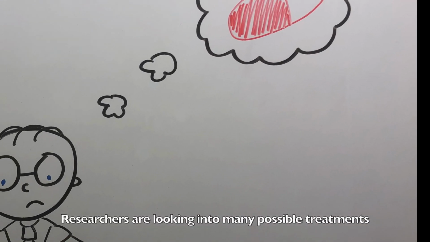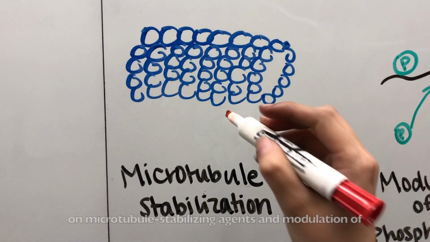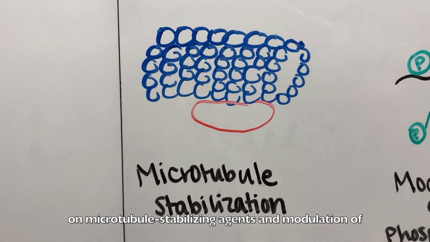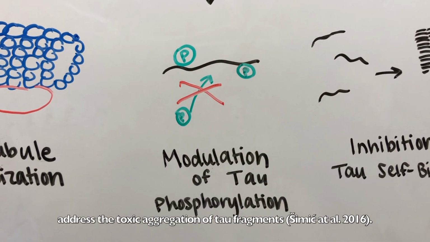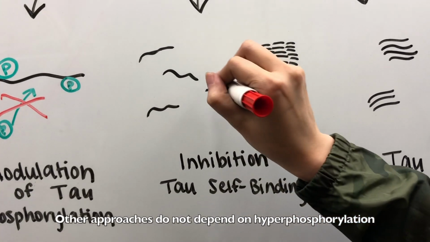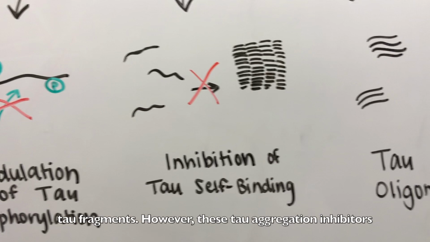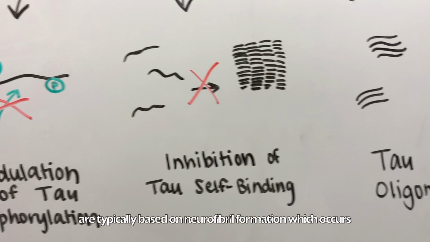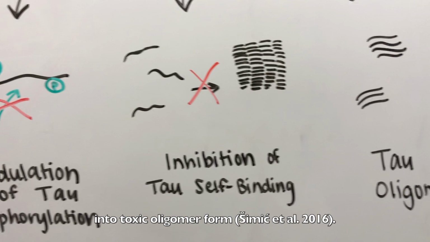Researchers are looking into many possible treatments at each step of tau pathology. So far, work has been done on microtubule stabilizing agents and modulation of tau phosphorylation, but these attempts don't directly address the toxic aggregation of tau fragments. Other approaches do not depend on hyperphosphorylation theory and instead try to inhibit the self-binding of tau fragments. However, these tau aggregation inhibitors are typically based on neurofibril formation, which occurs fairly late stage, and there is a danger of the fibrils dissociating into toxic oligomer form.